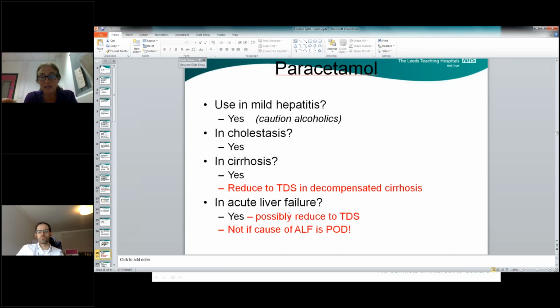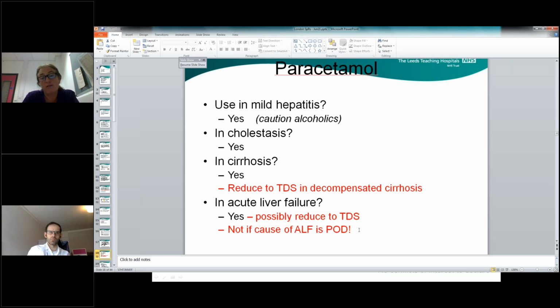Once we've got to decompensated cirrhosis and they're coagulopathic or encephalopathic, then I'd start to get a bit more twitchy, and I would reduce the dose to 3 times a day and perhaps stick to the 15 milligrams per kilo, not go up to 20. But it's still fine to use. And in our acute liver failure patient, again, it's fine. If they've got an ALT of several thousand, I might reduce the dose to 3 times a day.